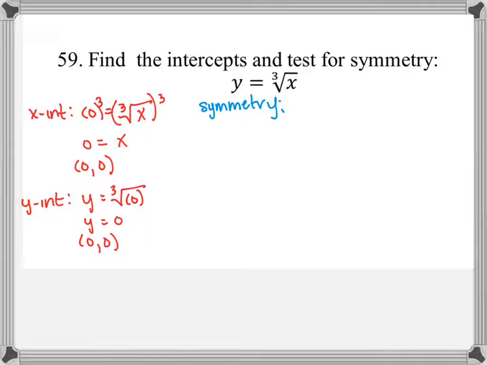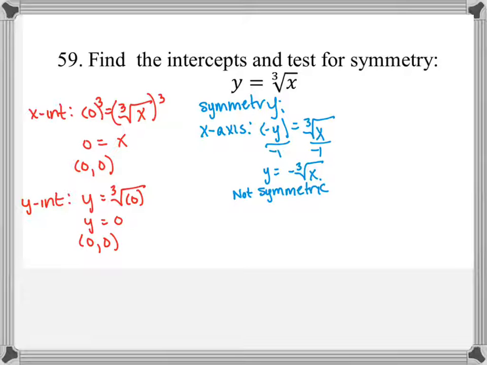Checking symmetry, let's check x-axis symmetry. So I'm substituting in the opposite of y for y, and we get the opposite of y equals the cube root of x. Dividing everything by -1, we get y equals negative cube root of x, which is not the same as what we started with. So this is not symmetric with respect to the x-axis.